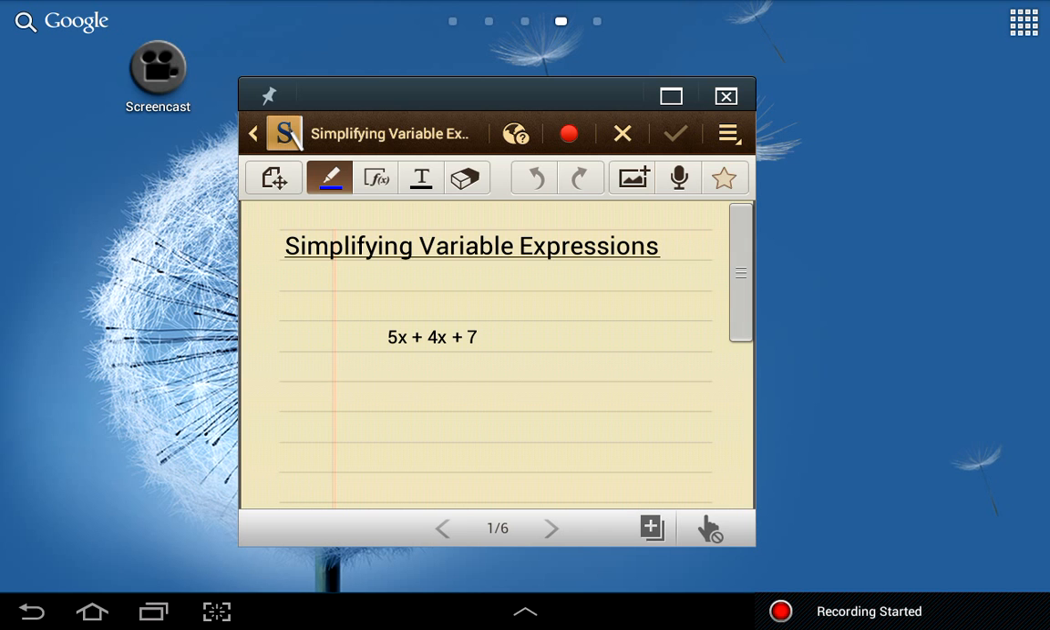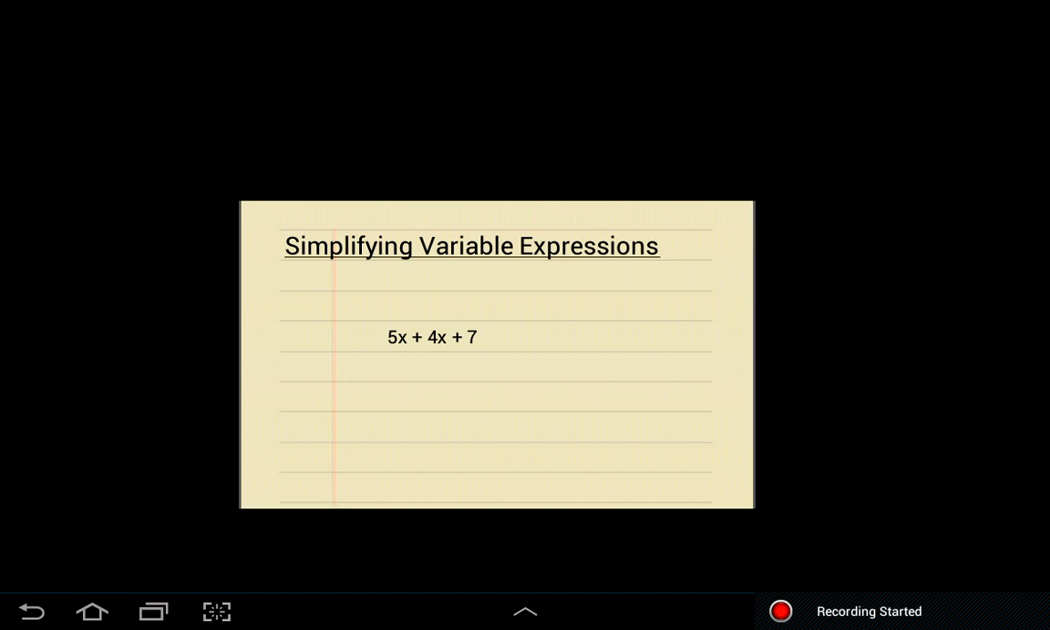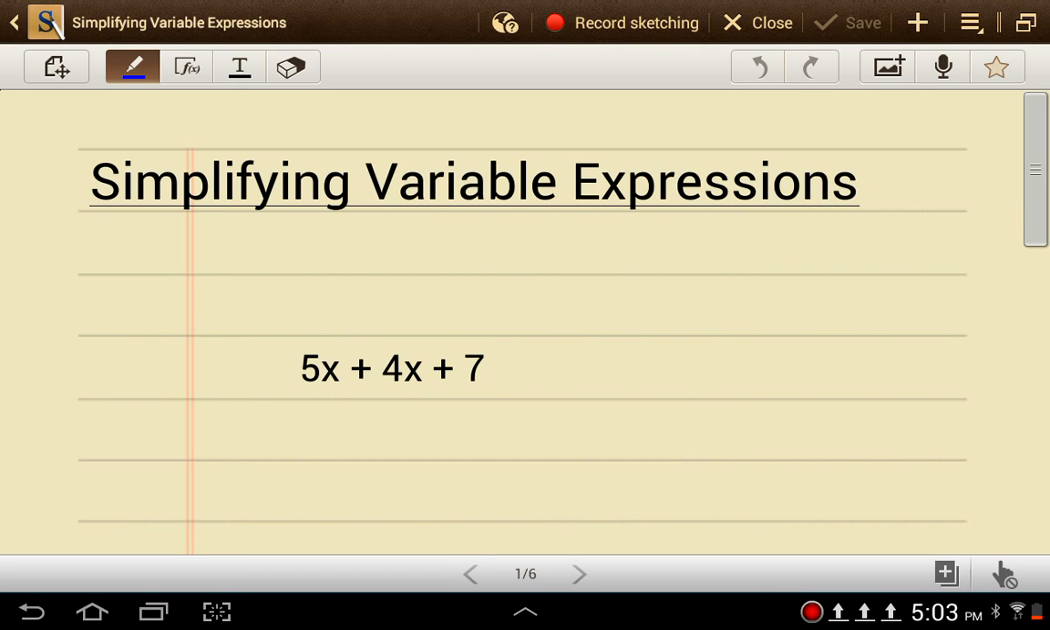Okay, let's get right to this recording. This is a long video, so let me get started. Today we're going to be talking about simplifying variable expressions. A lot of definitions I need to go over in the beginning here. So I'm going to go through.